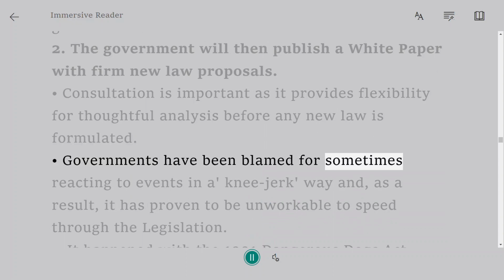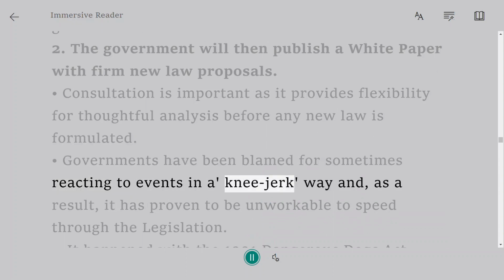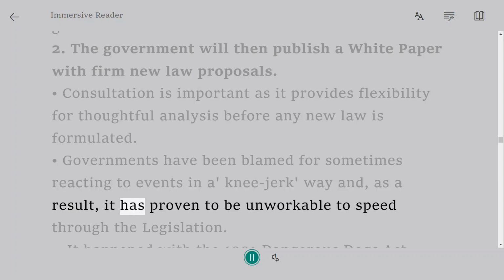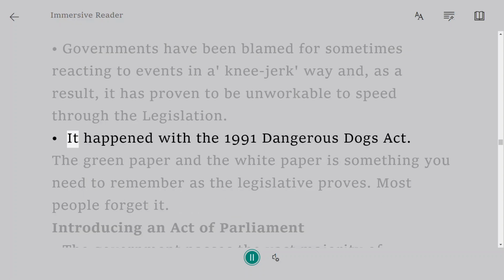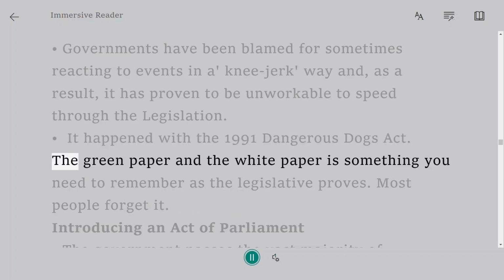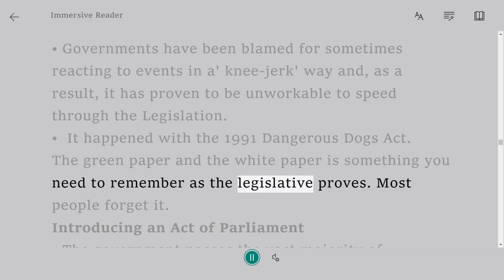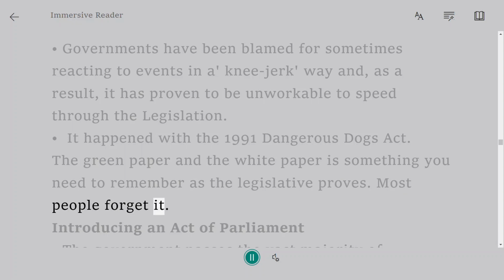Governments have been blamed for sometimes reacting to events in a knee-jerk way and, as a result, it has proven to be unworkable to speed through the legislation. It happened with the 1991 Dangerous Dogs Act. The green paper and the white paper is something you need to remember as the legislative process. Most people forget it.